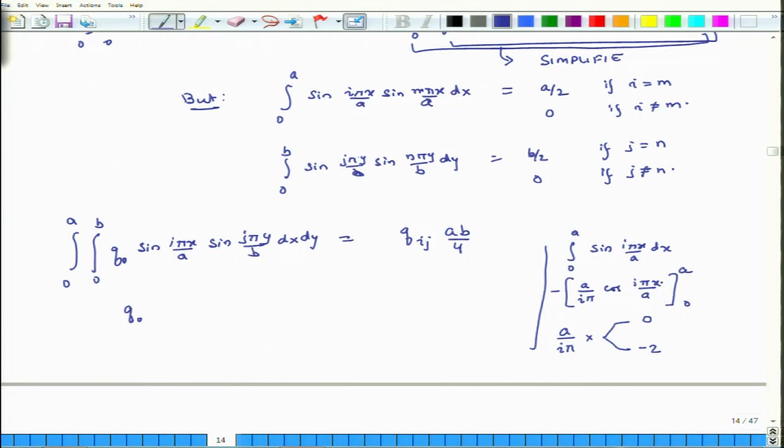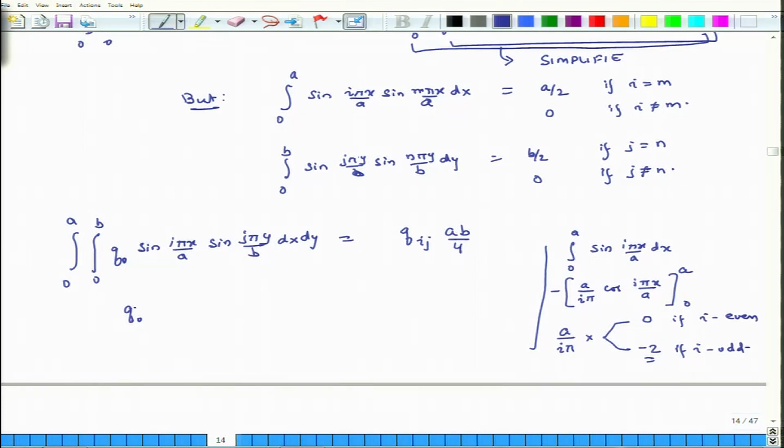Suppose i is 1, then it will be cosine of pi times a by a, which cancels out, right. So, cosine of pi is minus 1 and cosine of 0 is 1. So, minus 1 minus 1, it becomes minus 2, right. So this is if i is even and this is if i is odd. Okay. Similarly we have a similar integral for sin j pi y over b also.